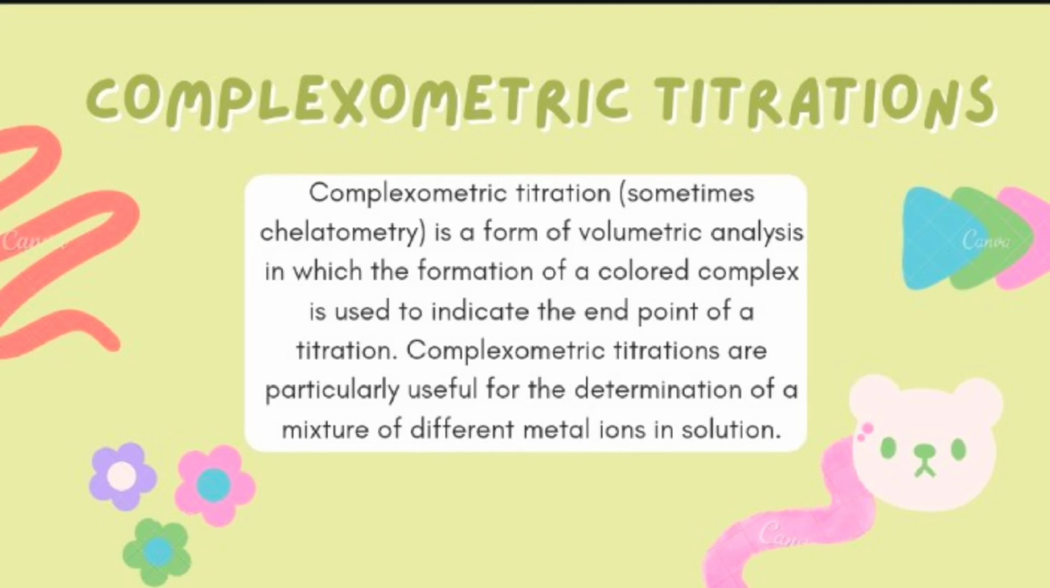And the last type of titration is complexometric titrations. Complexometric titration, or sometimes chelatometry, is a form of volumetric analysis in which the formation of a colored complex is used to indicate the endpoint of a titration. Complexometric titrations are particularly useful for the determination of a mixture of different metal ions in solution.